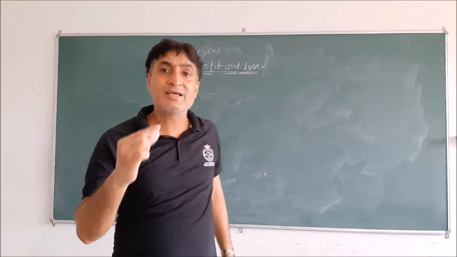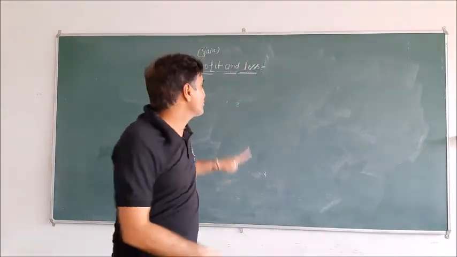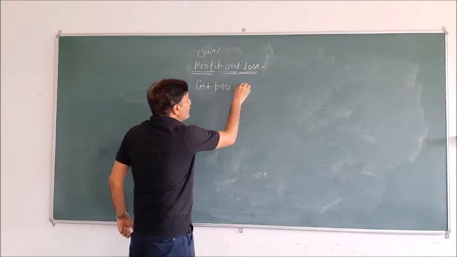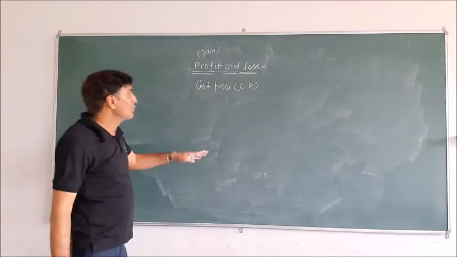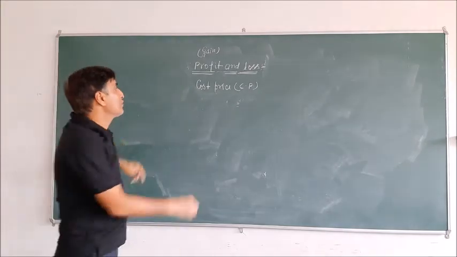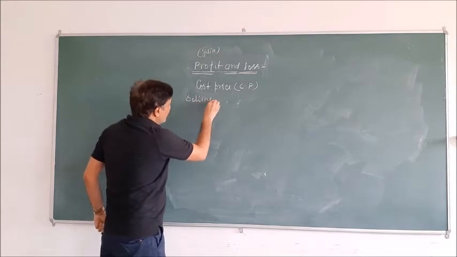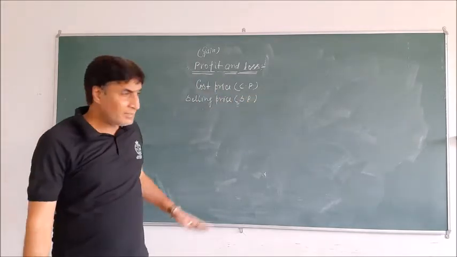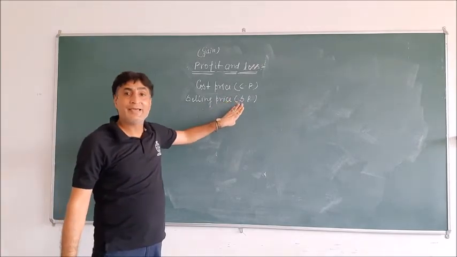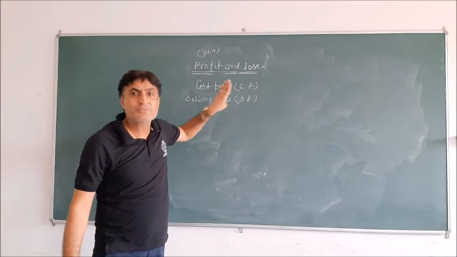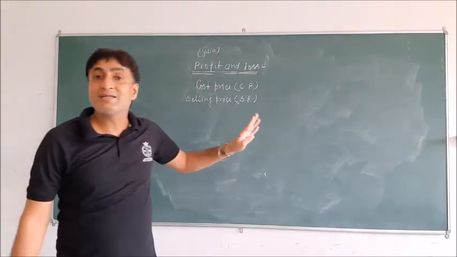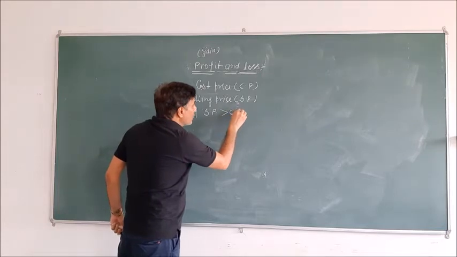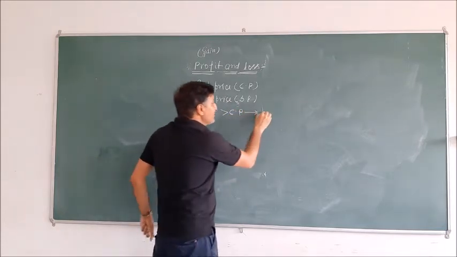An amount for which an article or object is bought is called cost price, and is generally denoted by C. An amount for which an article is sold is called selling price, and is simply denoted by S. If the selling price of an article is greater than its cost price, then we can say that there is a profit.